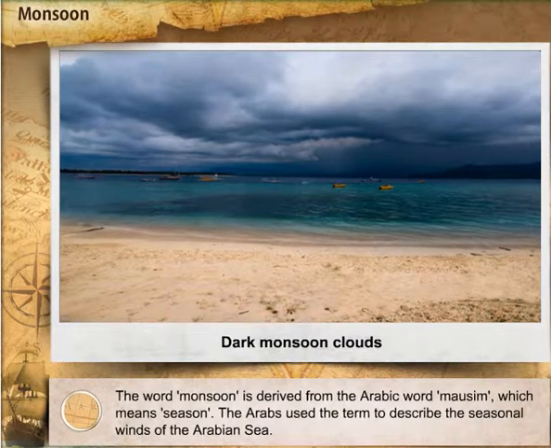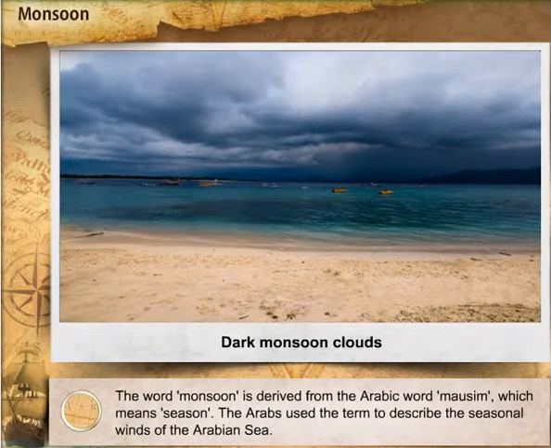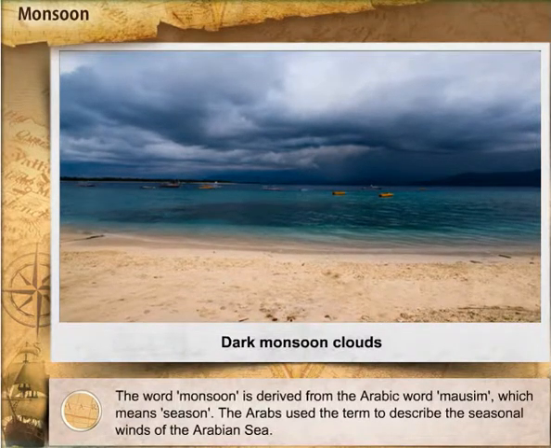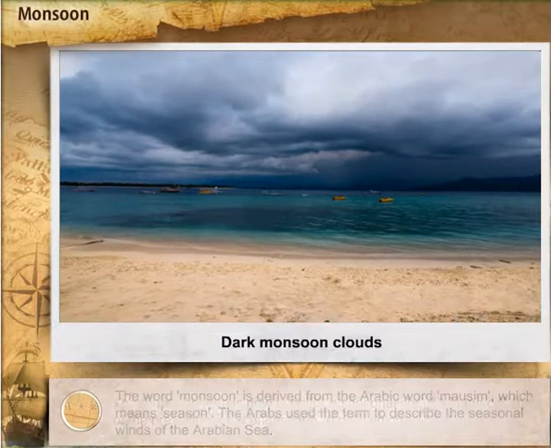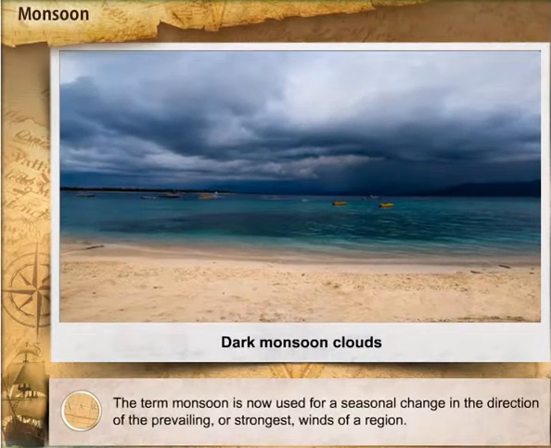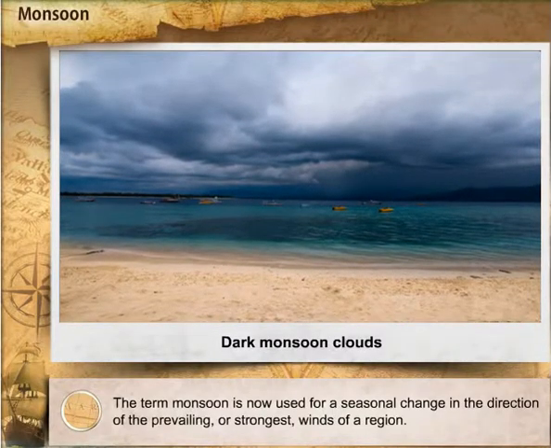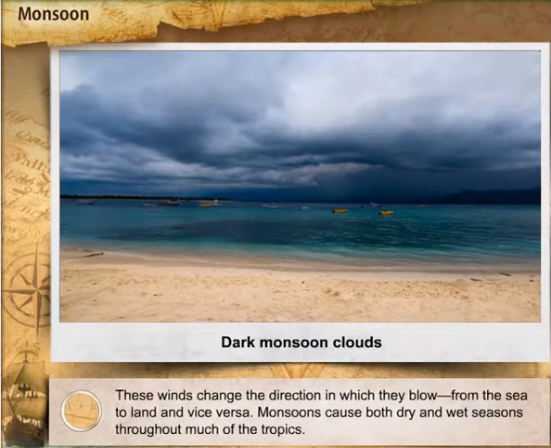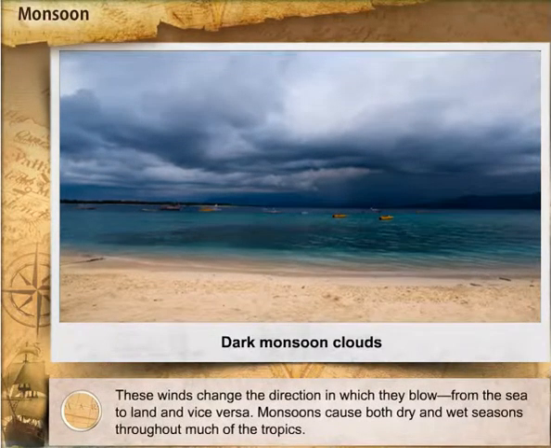The word monsoon is derived from the Arabic word mausim, which means season. The Arabs used the term to describe the seasonal winds of the Arabian Sea. The term monsoon is now used for a seasonal change in the direction of the prevailing or strongest winds of a region. These winds change the direction in which they blow, from the sea to land and vice versa.